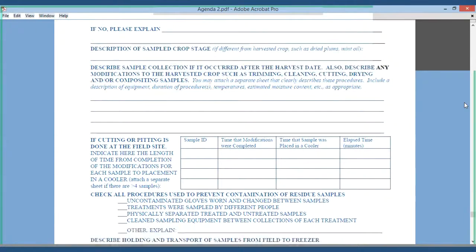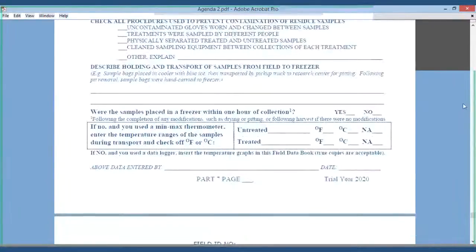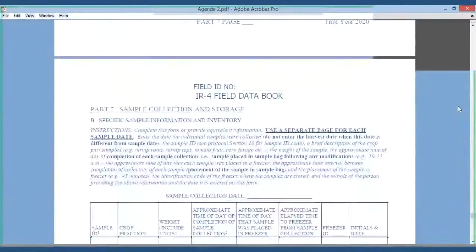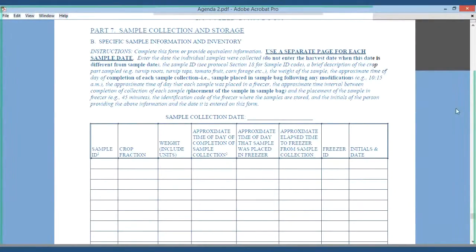All right, can you go down to the next page, please? So you describe the temperatures at which you're storing the samples from the time that you harvested the crop until the time that you brought them to the freezer.